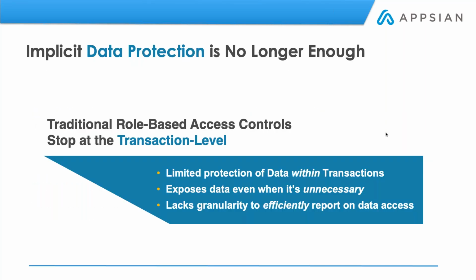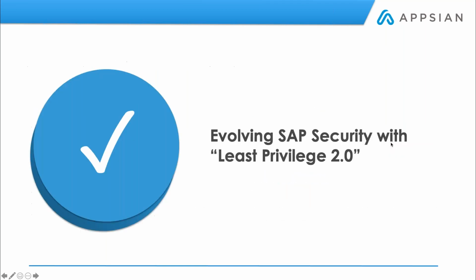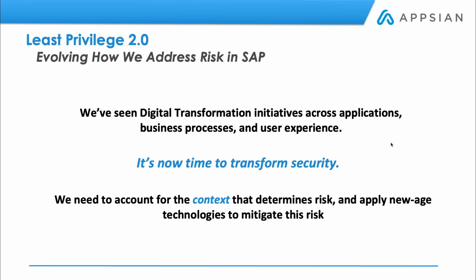So when we talk about the evolving SAP security with least privilege 2.0, what I want to do is really talk about that from the aspect of what is 2.0, why is it different than what least privilege started with, and why should you really want to leverage and implement it. So when you talk about least privilege 2.0, it's really about how evolving how we address the risks in SAP.